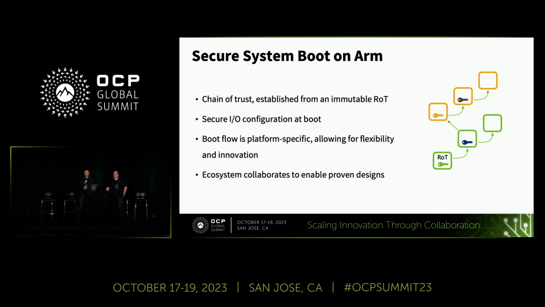So what we are trying to do here is to talk about the secure system boot on ARM. For that to happen, we would like to have the chain of trust established from the immutable ROT, the root of trust. And we would like to have secure I/O configuration at the boot time. We also want the boot flow to be platform specific, because we want to allow for flexibility and innovations across our ARM ecosystem. And so we want to also make sure that the ecosystem is collaborating and to enable a lot of the proven designs and technologies.